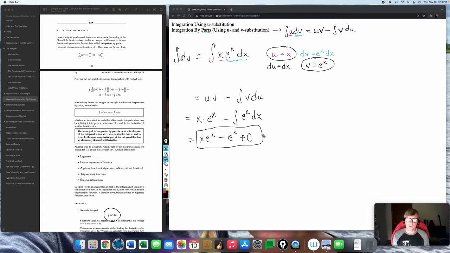And if you don't believe me, find the derivative of this. Pause the video and go differentiate this. The derivative of c will be 0. You'll have to use the product rule here and then subtract e to the x, the derivative of e to the x is e to the x, from that product rule, and you'll find out what happens. It'll work out. Okay?